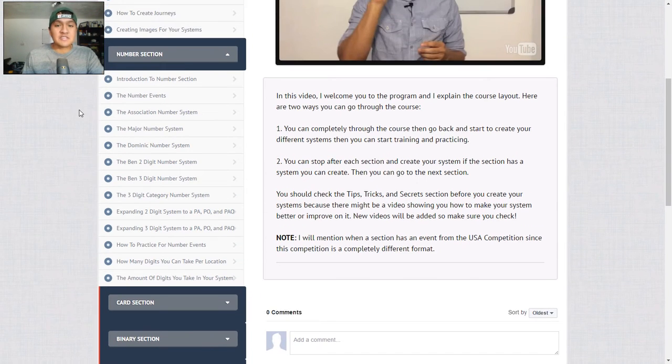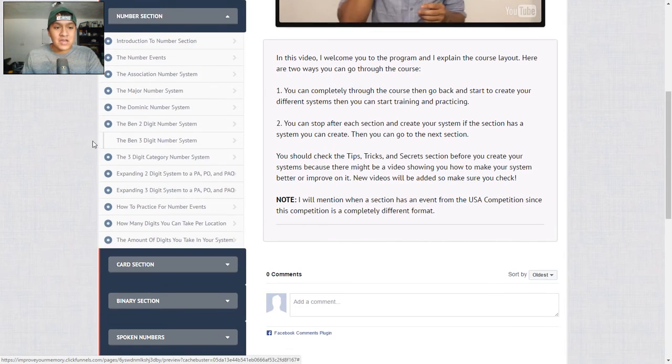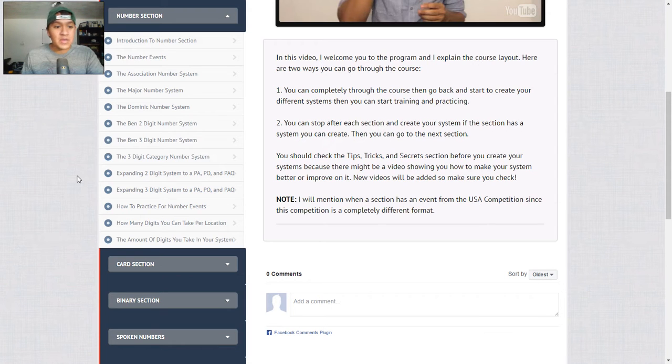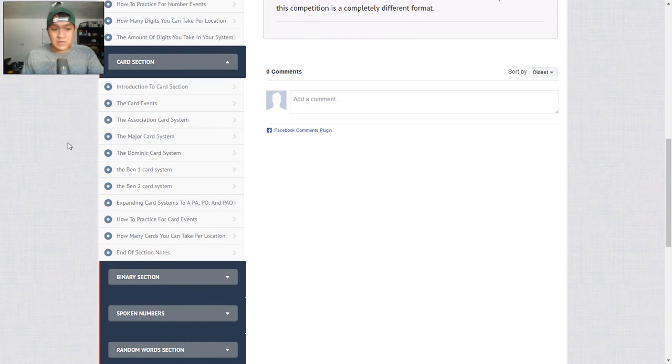Then we start getting into the different events, you could say. So the number section, I explain all these different number systems you could have, how to expand into a PAO if you have a two-digit system or a three-digit system. Then the cards section, I explain the different systems about the cards.